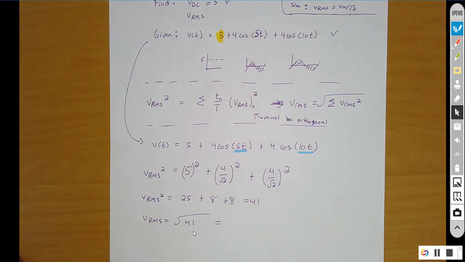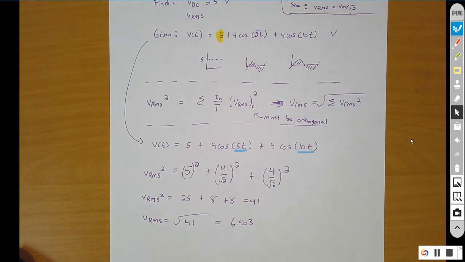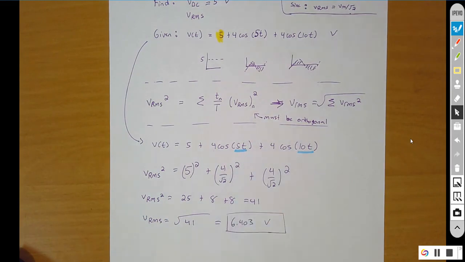And VRMS just becomes the square root of 41, which is 6.403. And I challenge you to try to do that faster with integration. All right, so hopefully that helps. You now have a nice shortcut to find the RMS without having to do the integral. If you have any questions, please let me know.